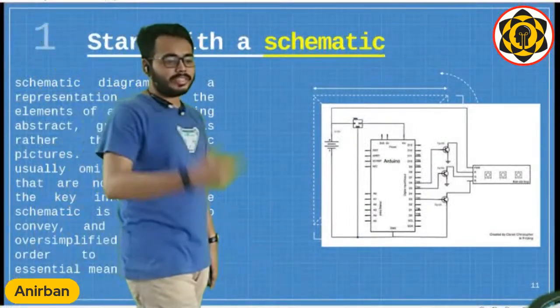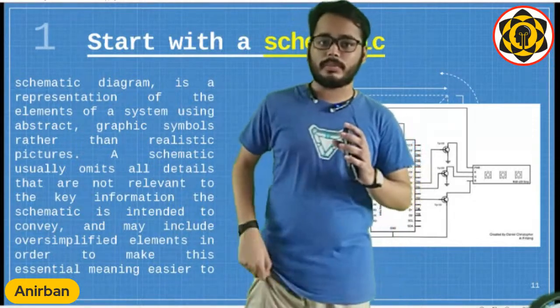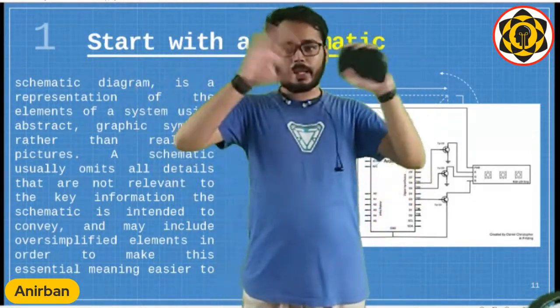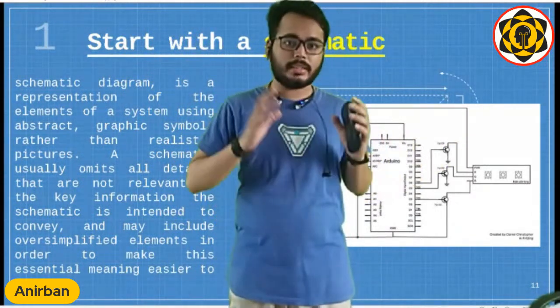So let's start with the schematic. As I was always telling, schematic is basically the map. You can call it a map. Like in a city, you have a map of where each building is, what each building does. Schematic is a map of your circuit.